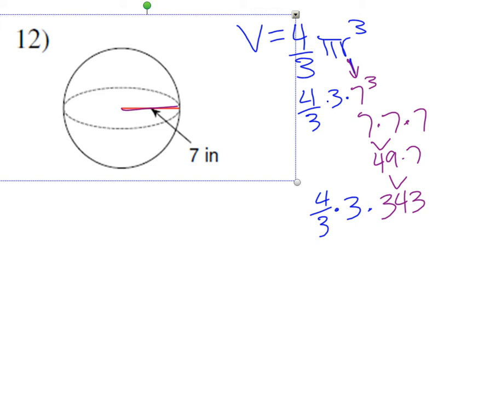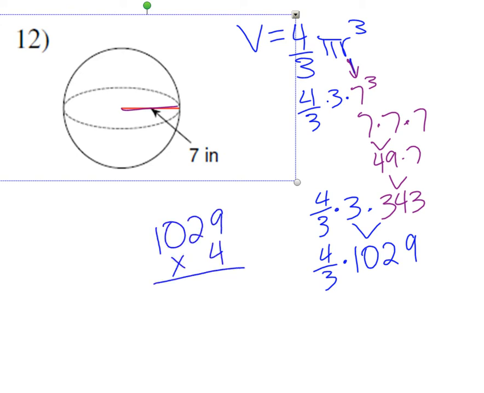Okay. We then take 343 times 3. That's 1029, definitely a 9 here. All right. Times 4/3. So to multiply something by 4/3, we'd have to take 1029 times 4.